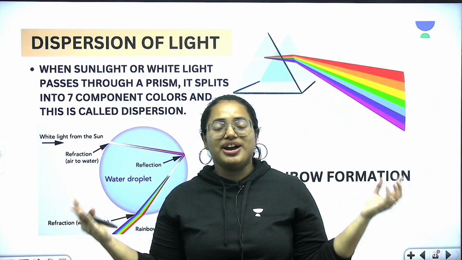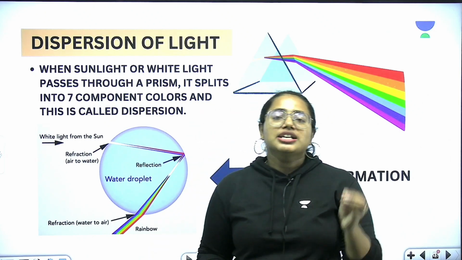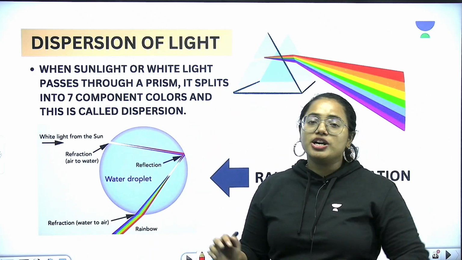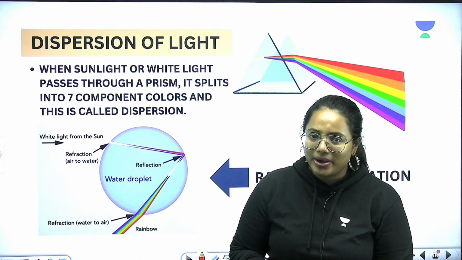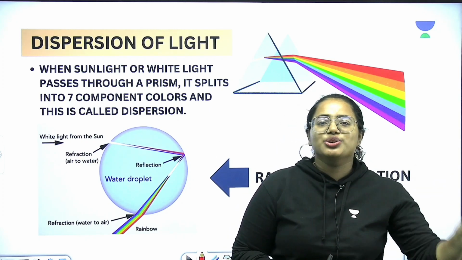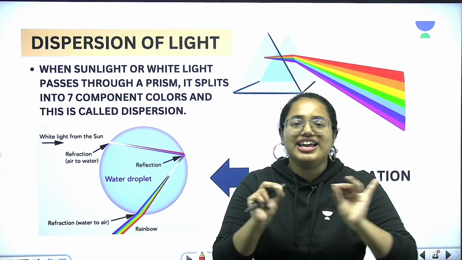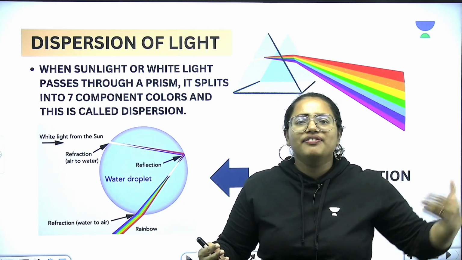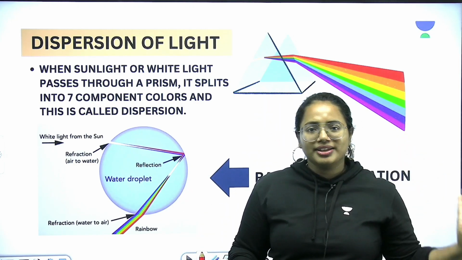Now we are moving towards dispersion of light. Very important. In this case, I'm going to tell you what is meant by dispersion first. So what is meant by dispersion? Splitting of white light into 7 component colors. Very simple. But when is it happening? When it passes through a prism. Got it?